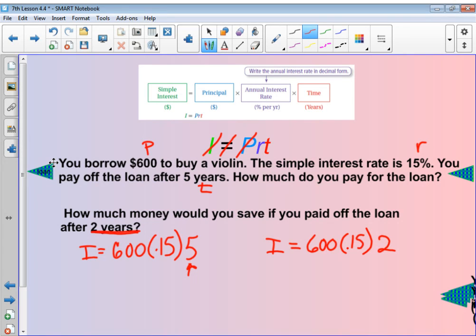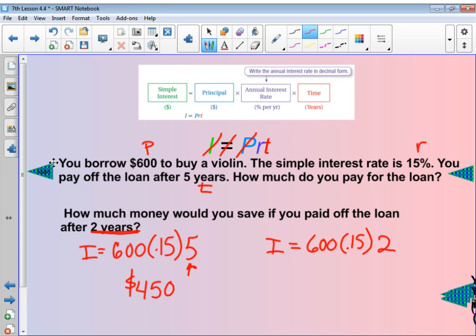So let's find out how much do you pay for the loan? Let's see how much interest we end up paying for borrowing that $600. So 600 times 0.15 times 5 gives me $450. So for that $600 violin, you paid $450 more. So you ended up paying $1,050 for that $600 violin.